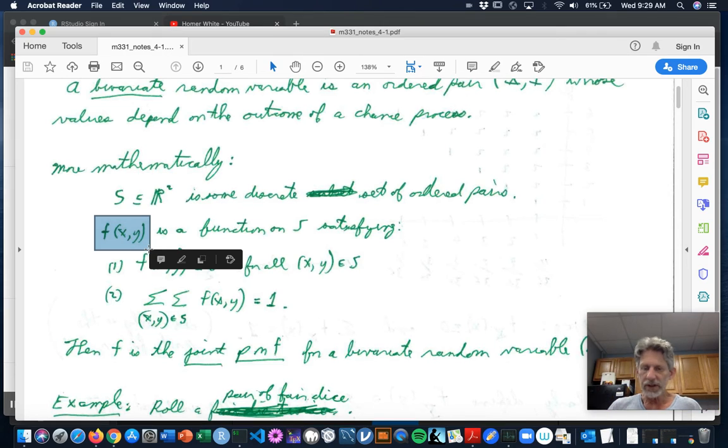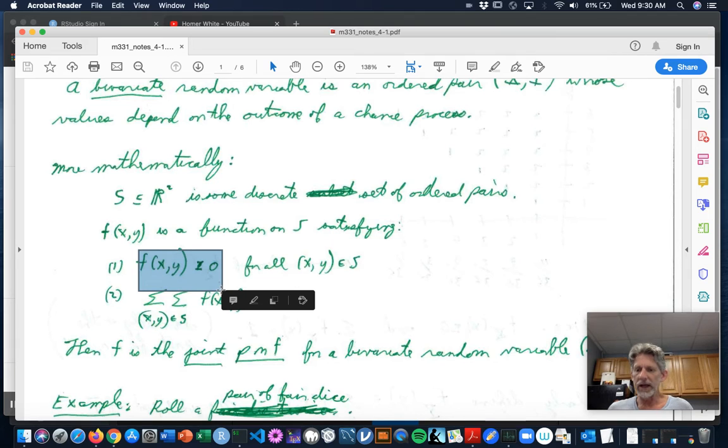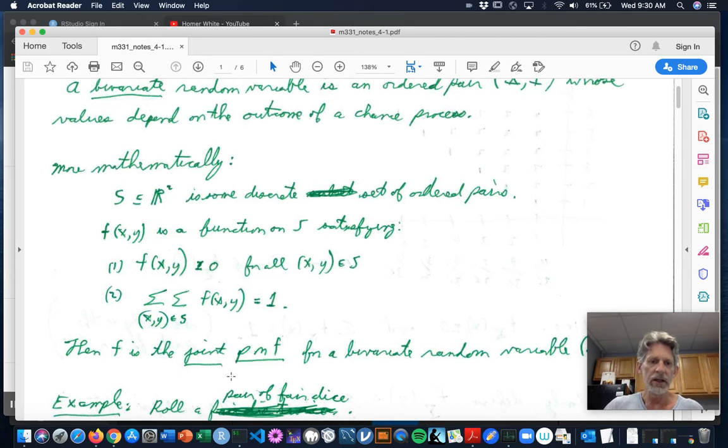Let's have a function, little f of little x, little y, on capital S. And what it's got to do is satisfy that its values are non-negative for all the xy in S. Oh, and by the way, S will be called the sample space. And furthermore, if you add up f of xy for all of the xy's in the sample space, you get a 1. So the way we write adding up is we're going to use two sum signs, and then we'll put xy an element of S underneath.